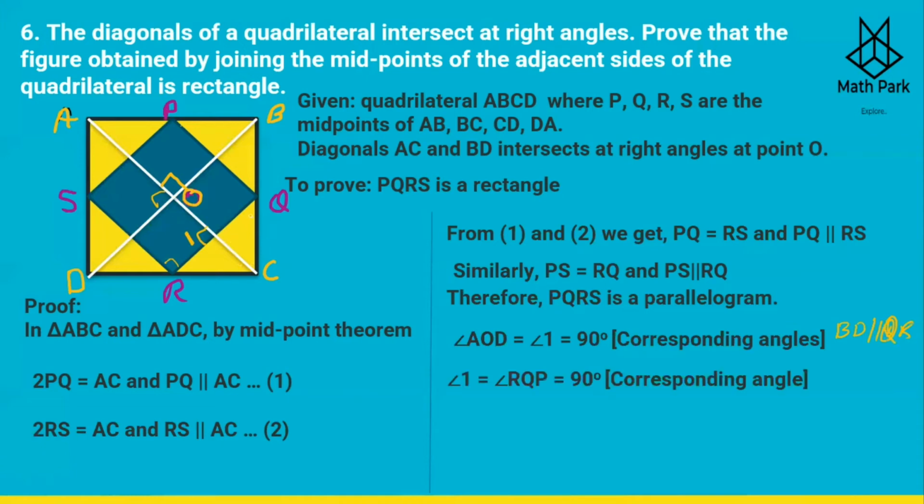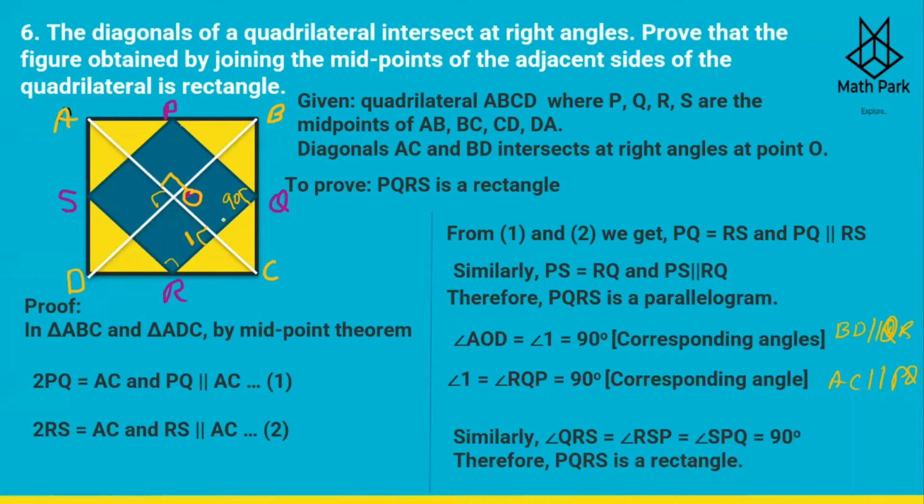They are right angles. But angle 1 is equal to angle RQP. So this is again 90 degrees. Why? Because again you have AC parallel to PQ, and therefore these two are again corresponding angles. So this is how we got one right angle. So we can say it is a rectangle.